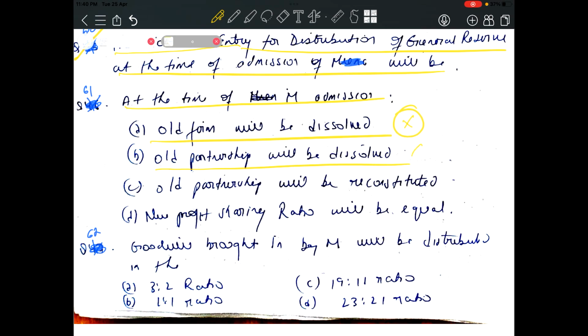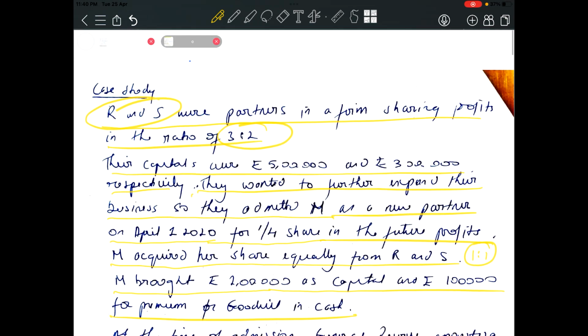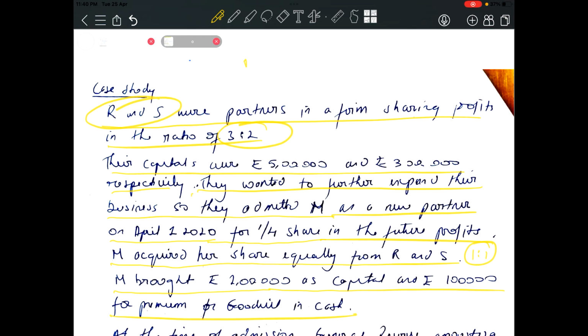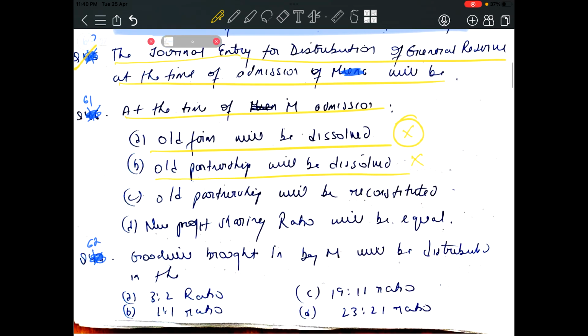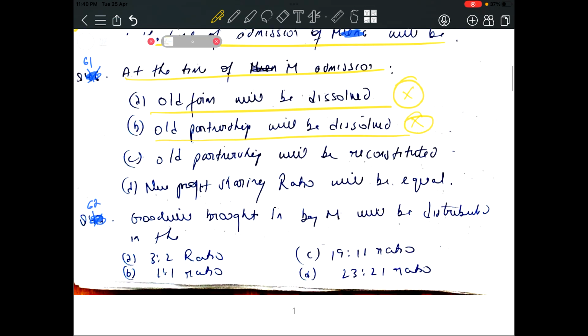Is this correct? No, this is not correct, right? In this example, R and S are partners, and M is admitted, so R, S and M will be the new partners. The old partners will continue to be partners, so the old partnership will also not dissolve. So this is also not the right answer. The old partnership will be reconstructed, so this is the right answer.